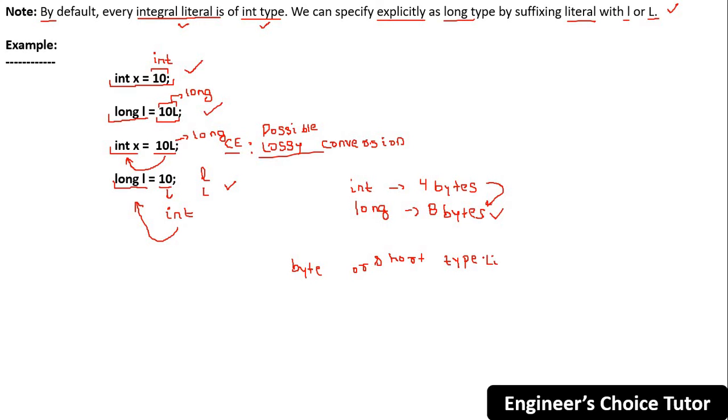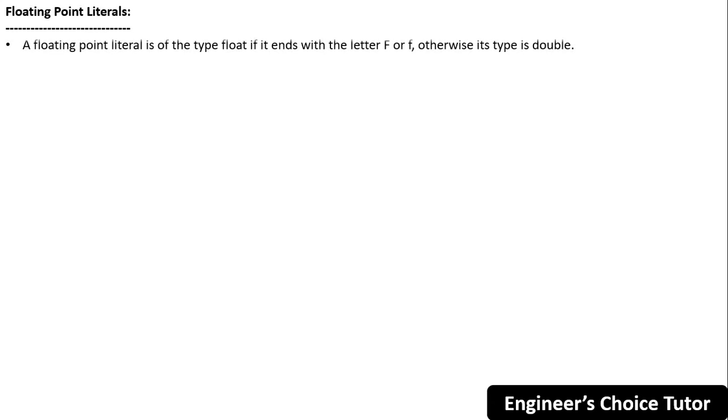We don't have such thing here. Make this thing clear. So next we have what? Floating point literals. A floating point literal is of type float if it ends with the letter capital F or small f, otherwise its type is double, and it can optionally end with the letter D or small d.